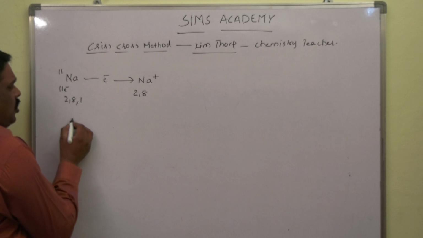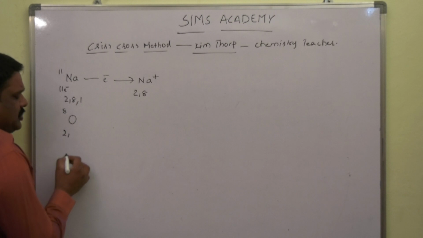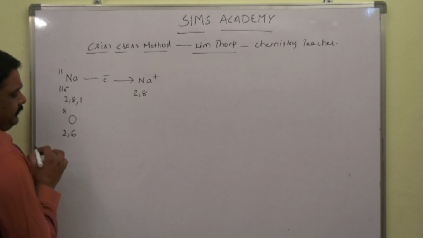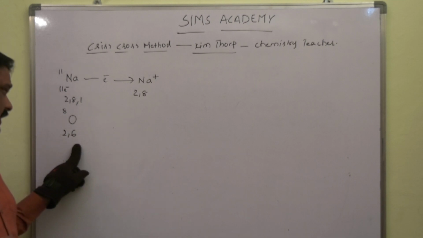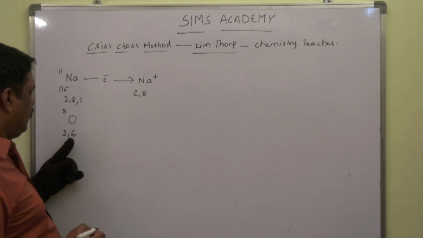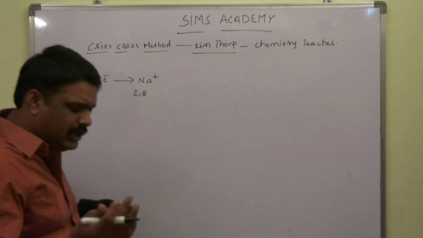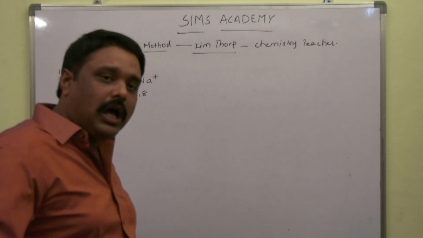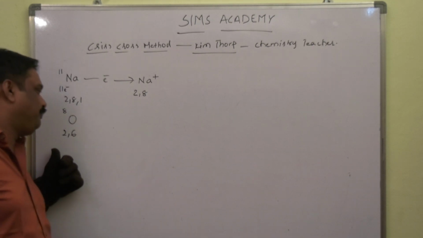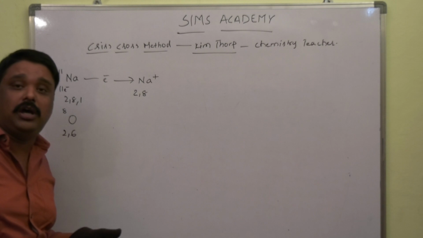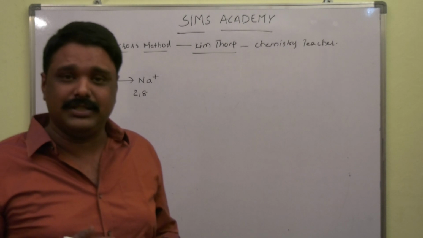Similarly, let us move on to oxygen. Atomic number is 8, 2 in the first orbit, 6 in the second orbit. For attaining stability, it needs to have 8 electrons in the second orbit. And for attaining 8 electrons in the second orbit, it should gain 2 electrons. Or having 2 electrons in the first orbit is also stable, so it needs to lose 6 electrons. Giving away 6 electrons is hard, or taking 2 electrons is easy.